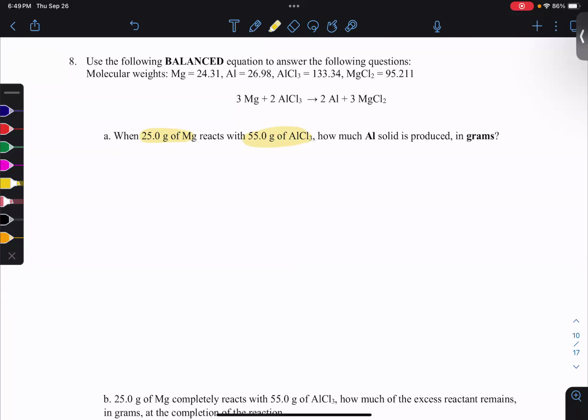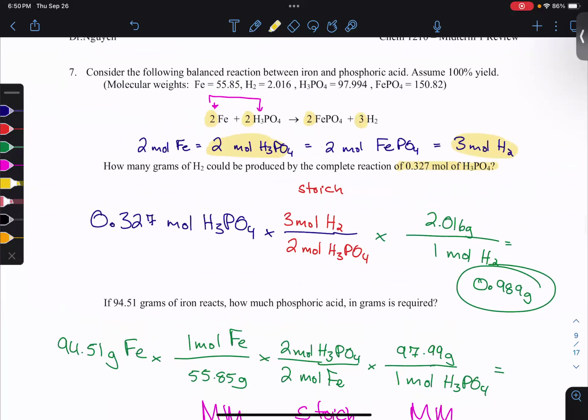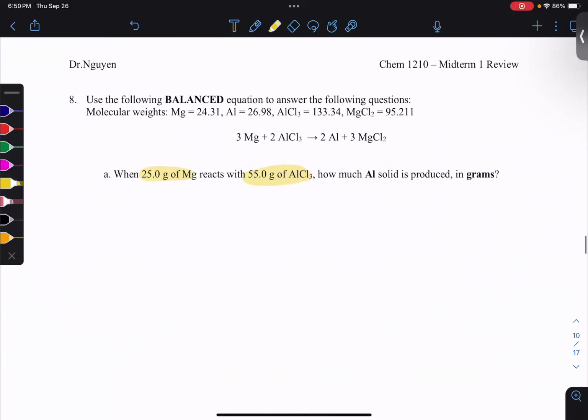How much aluminum solid is made, right? So here's the thing. In all of these questions, I just gave you one thing and you wanted to go to something else. But in this question, I give you 2 things. I want to figure out how much aluminum I make, right? I'm not smart enough to look at these numbers and know which reactant runs out first. So what I have to do is test both of them. I can't just look at them.